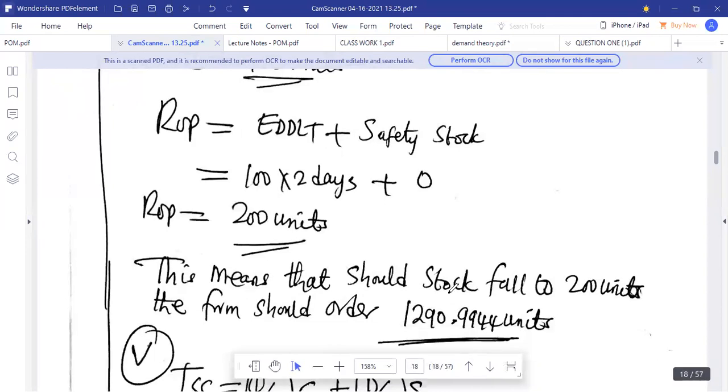So this means that should stock fall to 200 units, the firm should order 1,290.99 units. That's what it means, because you're almost running out of stock. So your reorder point, when you only to order again, should be 200 units. So when stock falls to 200 units, you need to order the entire batch, the economic order quantity of 1,290.99, because at this reorder point, you're almost running out of stock. So it's a danger zone for the firm. So you need to order the batch when the stock falls to 200 units.